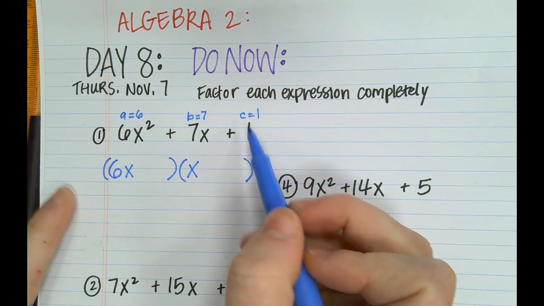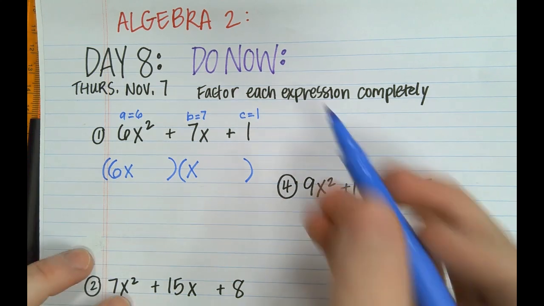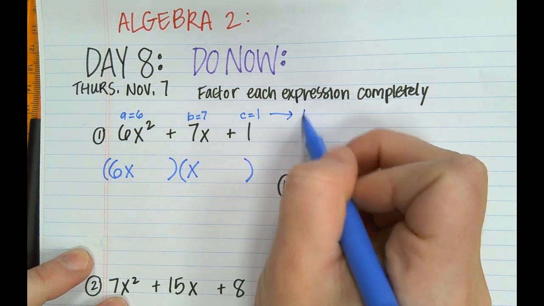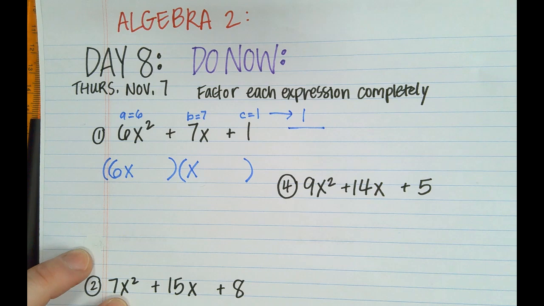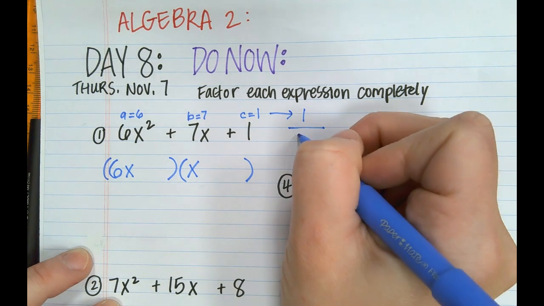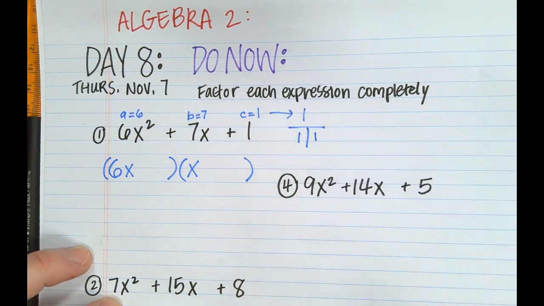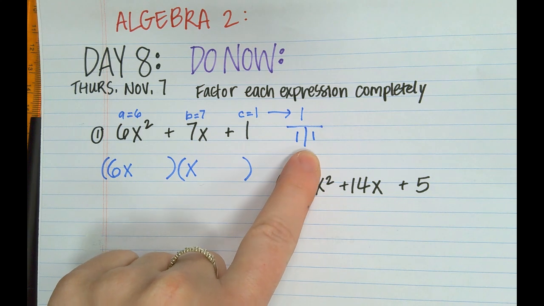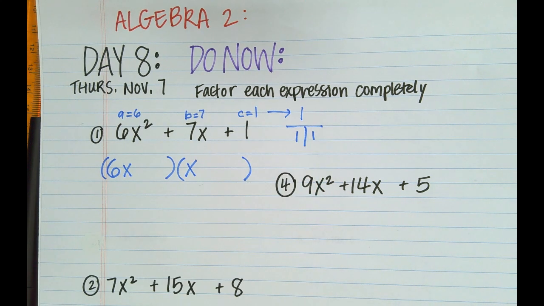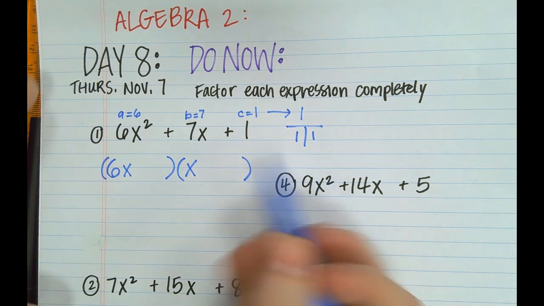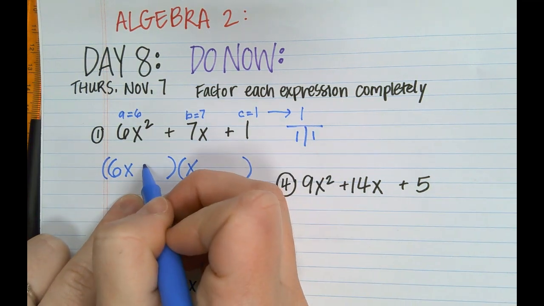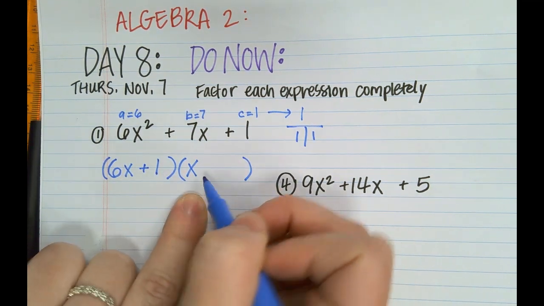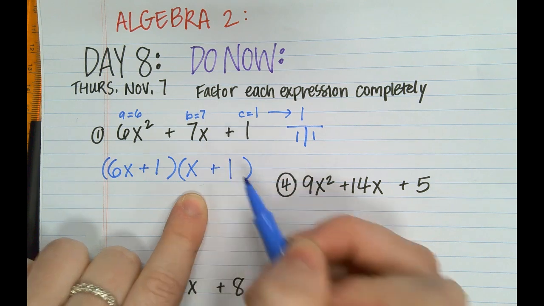What we always do next is check our factors of C. C is 1. What are the factors of 1? Just 1 and 1. That's it. Those are my only options. So if these are the factors, what am I going to do with those numbers? Yeah, I'm going to put them in my answer. 6x plus 1 times x plus 1.